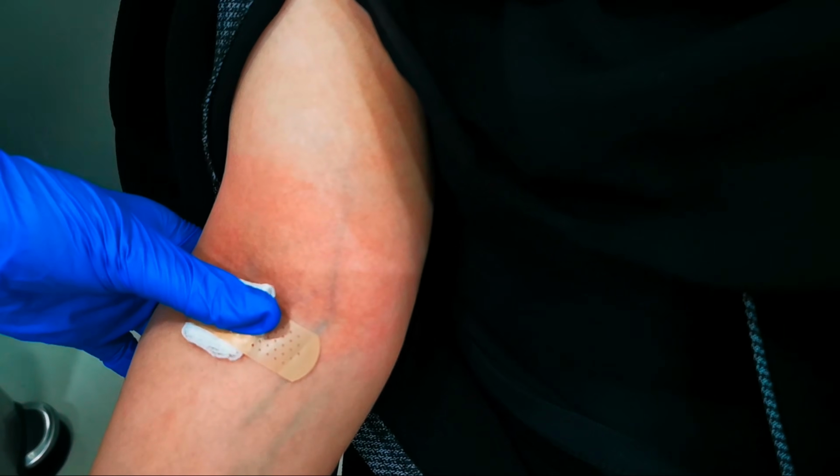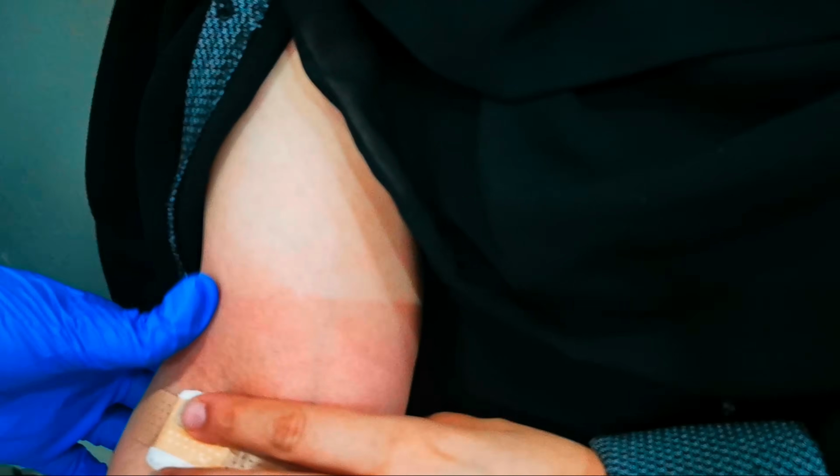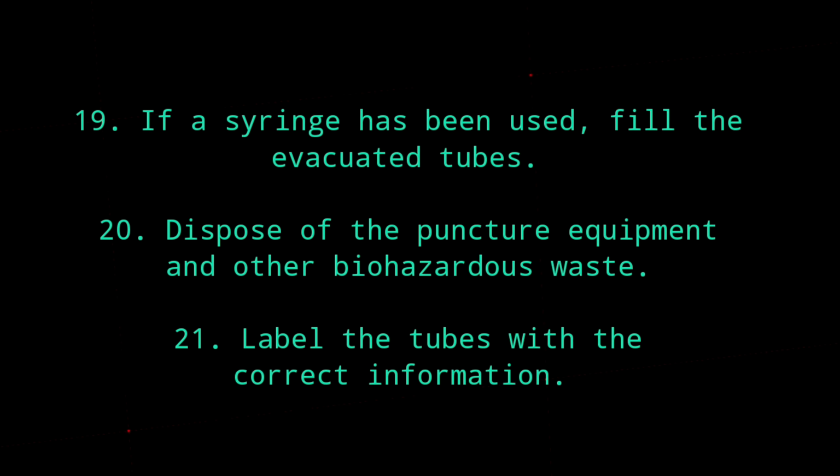Before umalis si patient, tanongin nyo muna siya kung okay ba yung pakiramdam niya. If a syringe has been used, fill the evacuated tubes and make sure that you fill it with the correct order of draw. Dispose the puncture equipment and other biohazardous waste. Label the tubes with the correct information. Do not forget that the label of the tube and that of the request are correct and should be exactly the same.